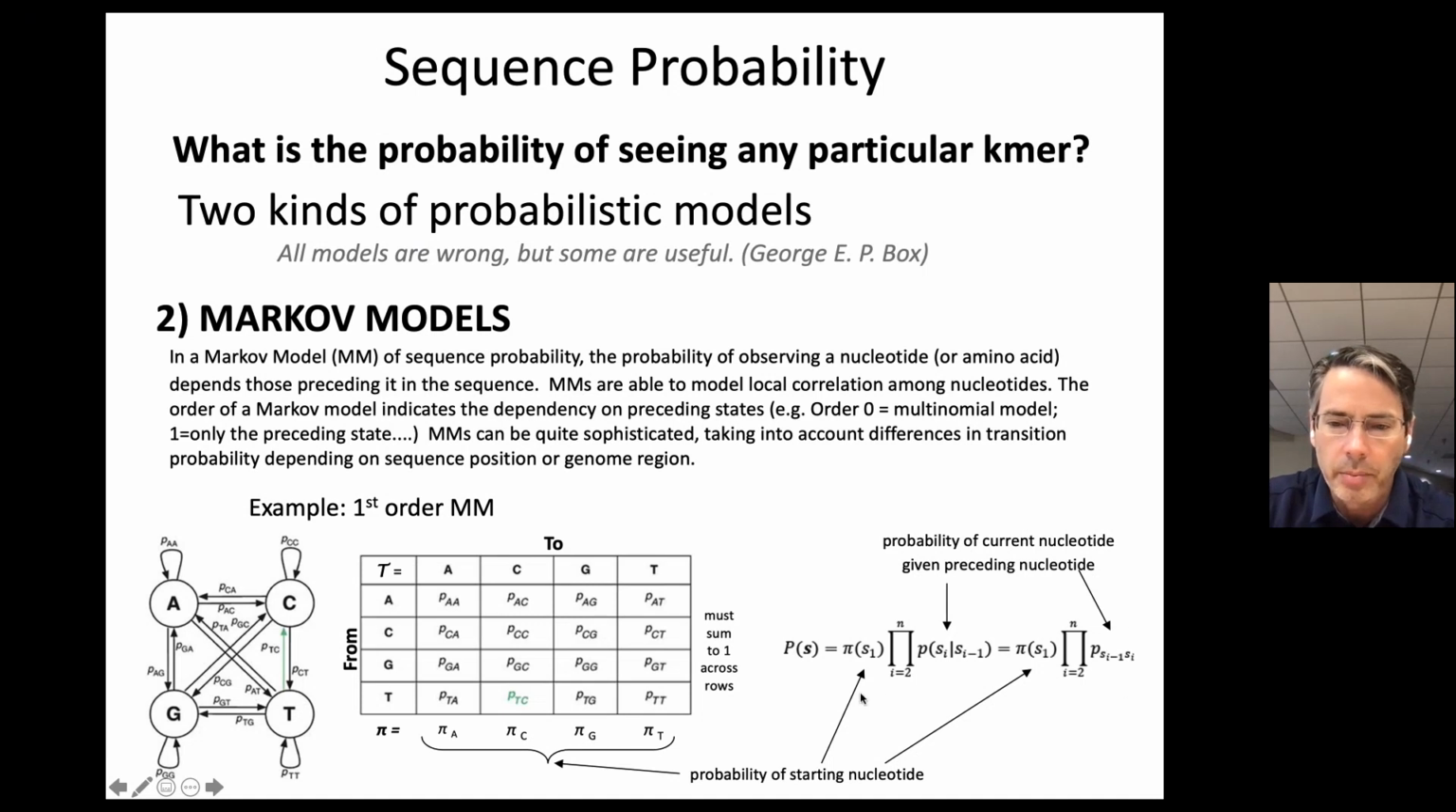How would you actually calculate the probability of a sequence? It's essentially the probability of the current nucleotide given the likelihood of the one that preceded it. Okay.